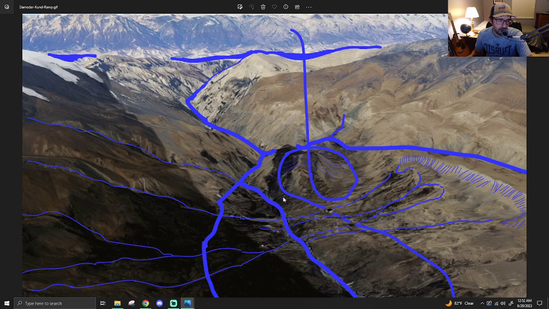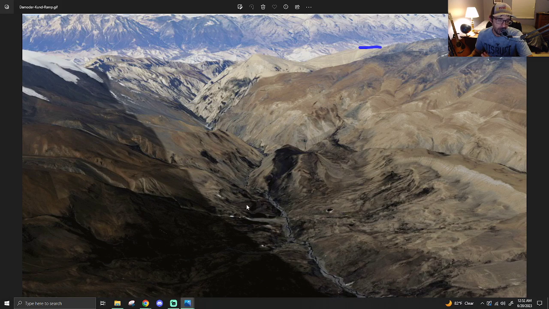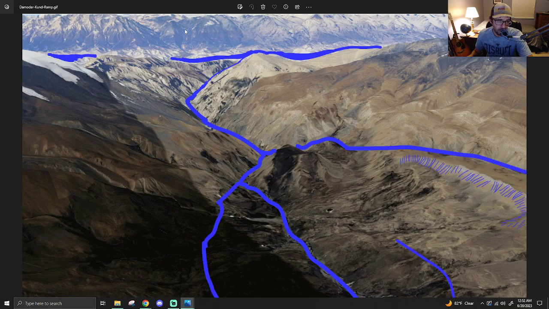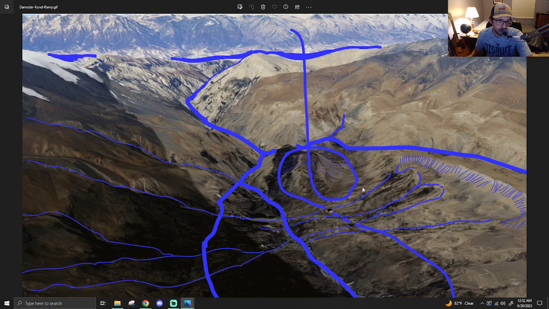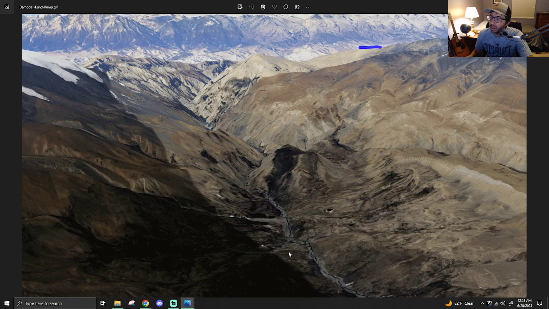I don't know what to call it. It must have a name. It's hard. I have not found any geological papers on this. I found them at best on the Tethys sedimentary sequence here. Nothing that has mentioned Damodar Coon. Damodar Coon.